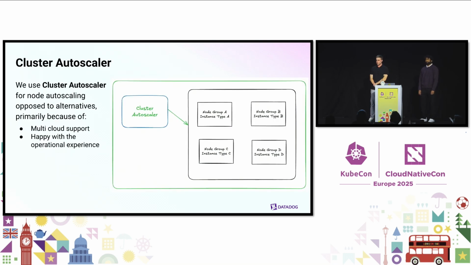So for node autoscaling at Datadog, we use the cluster autoscaler. And for the sake of time, I won't get into too much detail about why we use the cluster autoscaler over other autoscaling alternatives. But at a high level, one of the main reasons we use cluster autoscaler is because it has support for all the cloud providers that we need within our infrastructure. As well, we've been running cluster autoscaler for a while now, and we're happy with the operational experience we've been having in our clusters, and have been able to contribute upstream with features when we need them.